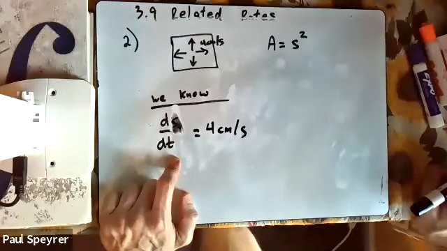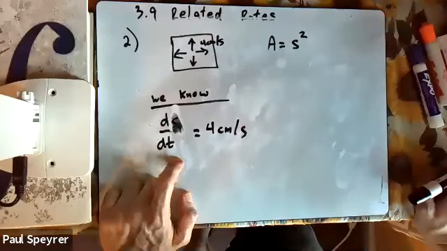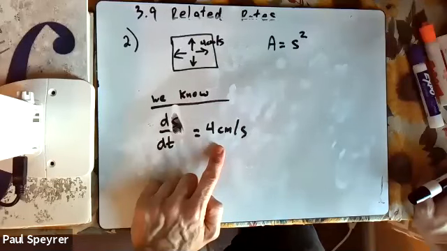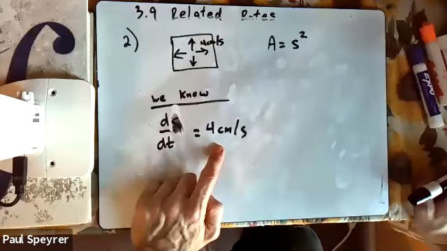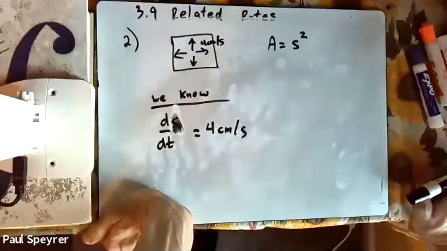If it was decreasing, if it said each side of a square is decreasing at a rate of something, then this would be negative right here, right? So you have to pay attention to what's going on all the time, whether it's increasing or decreasing, because the negatives will make a difference. What else do we know?